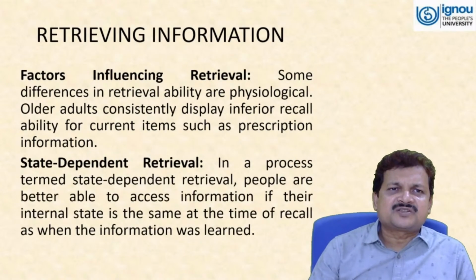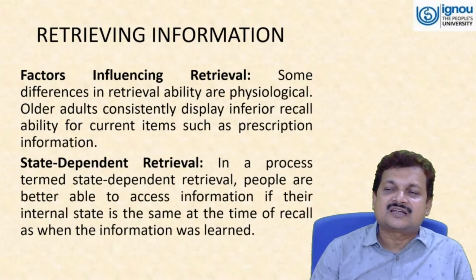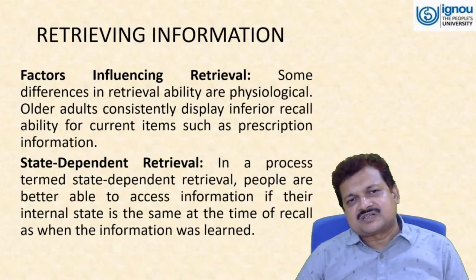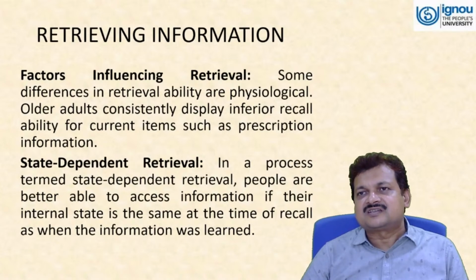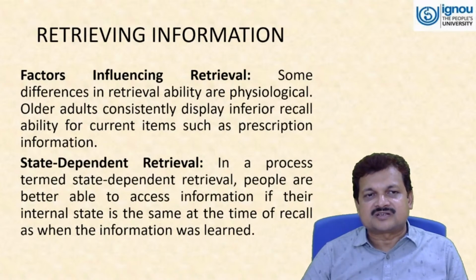Now, retrieving information: factors influencing retrieval. Some differences in retrieval ability are psychological. Older adults consistently display inferior recall ability for current items. With the aging process, younger people can remember faster and can recall also, but for older people recalling things is quite difficult. They also need some kind of supportive stimuli to recall that particular information.